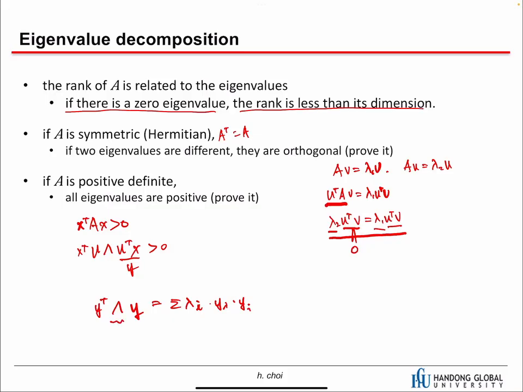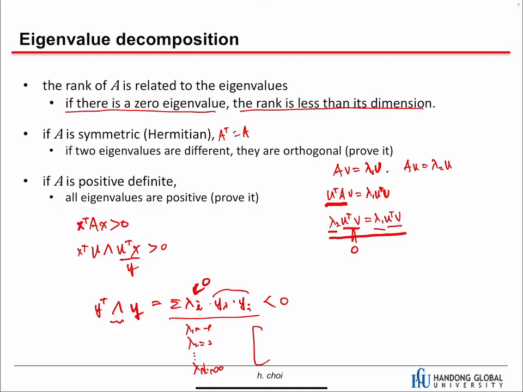Then if any of these lambda i is less than 0, we can make this sum negative with a specific y vector. For example, if lambda 1 is minus 1, and lambda 2 through lambda n are some positive numbers like 2 or 100, it doesn't matter.